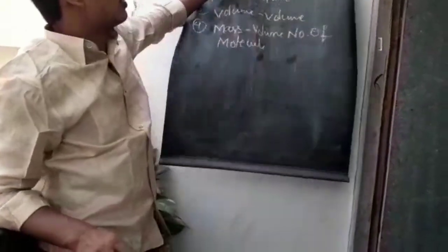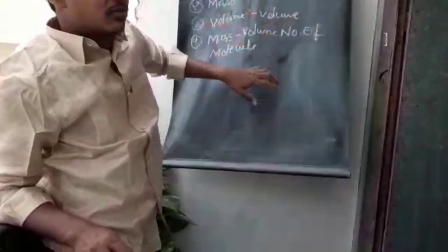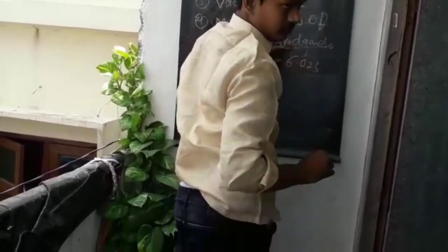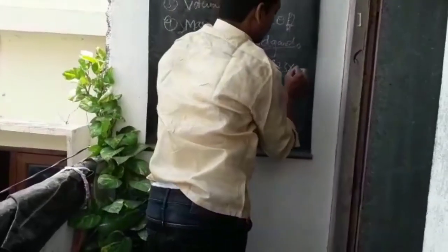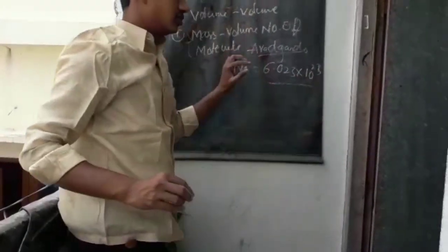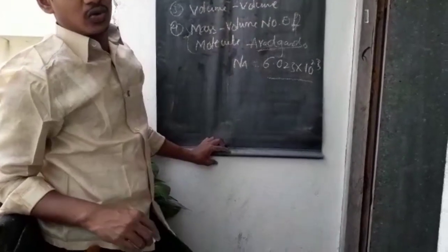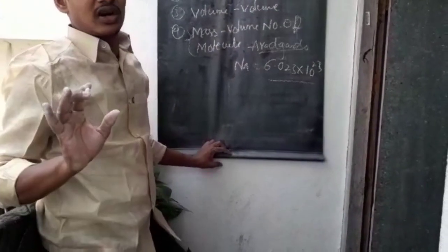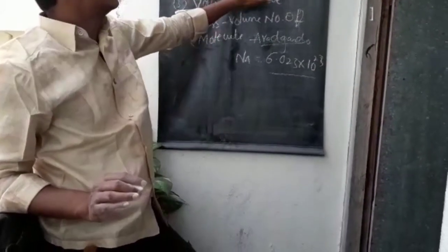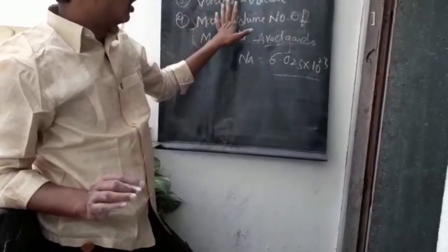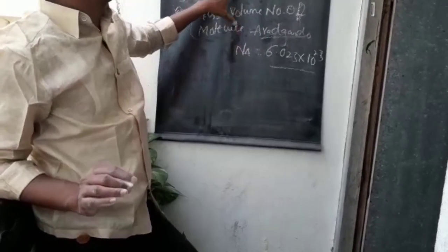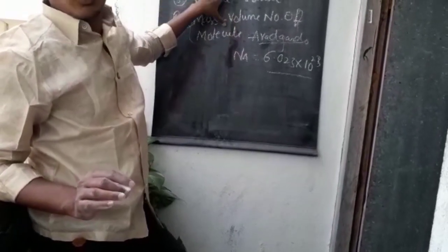First one, mass relationship. Second one, the value 6.023 into 10 to the power of 23 molecules. It's the Avogadro number. It is called Avogadro, the name of the scientist. Okay, understand? Mass relationship, mass volume relationship, volume, mass volume, number of molecules. So if you know this, we can do the problems. Okay.